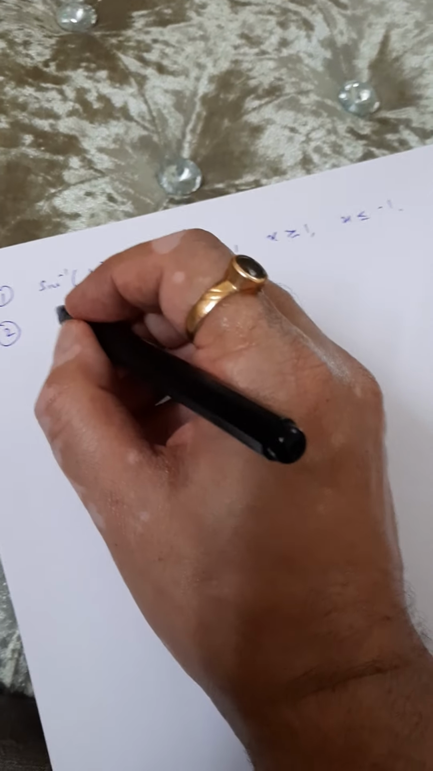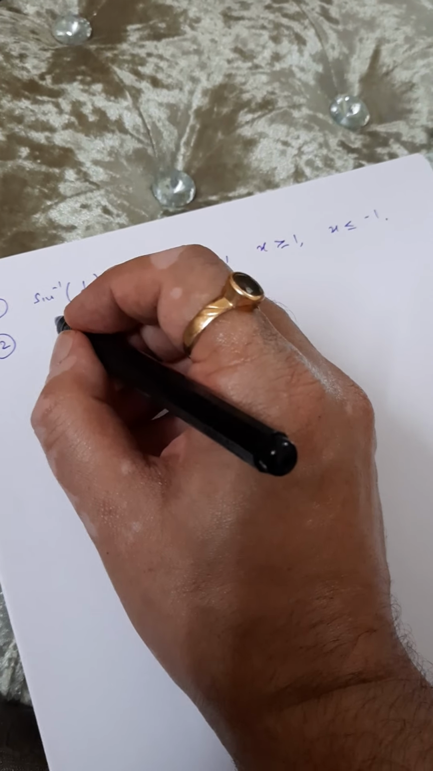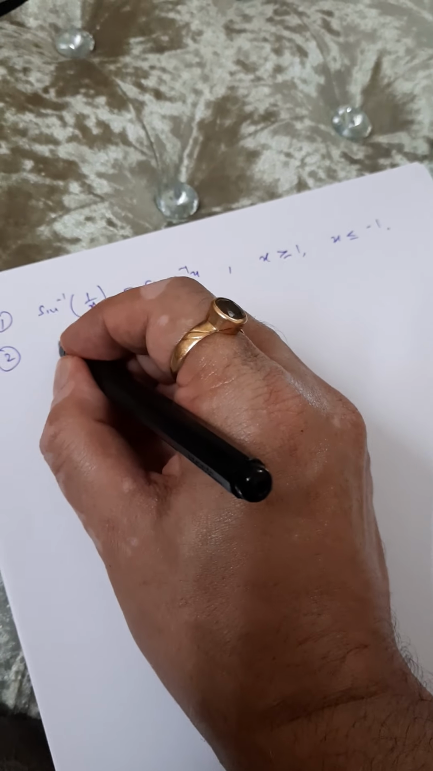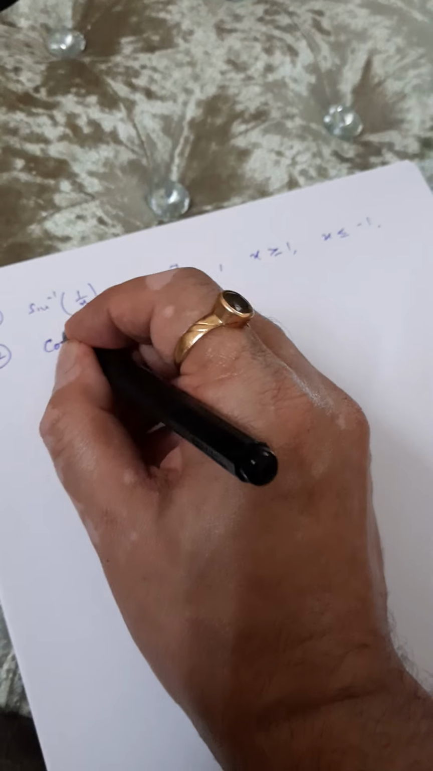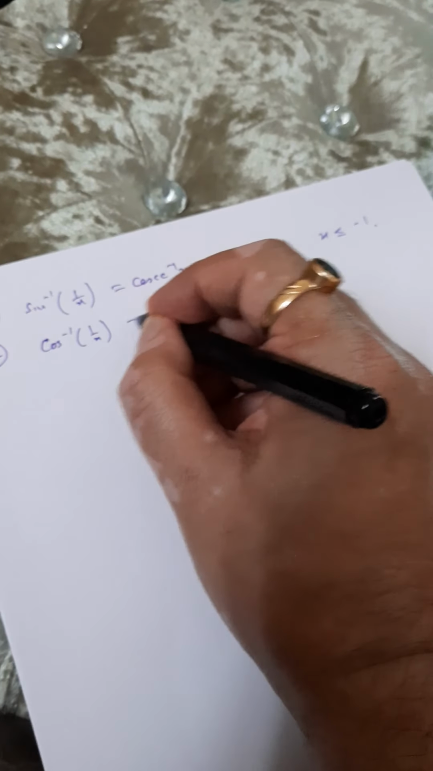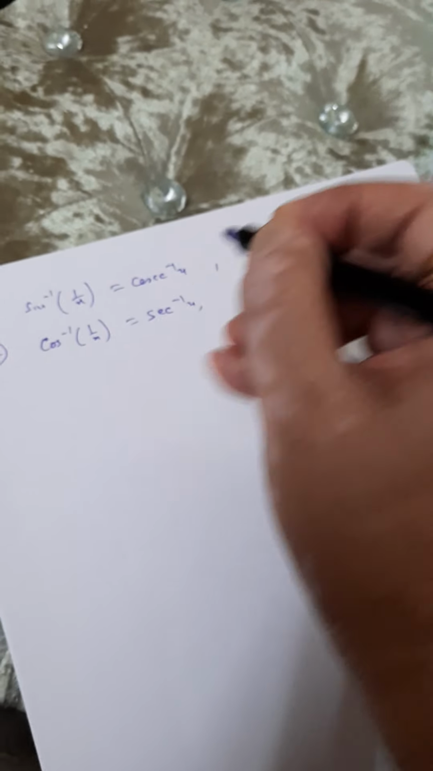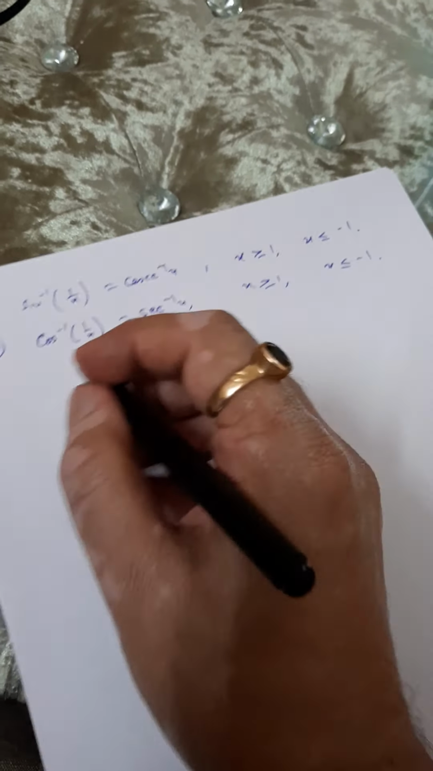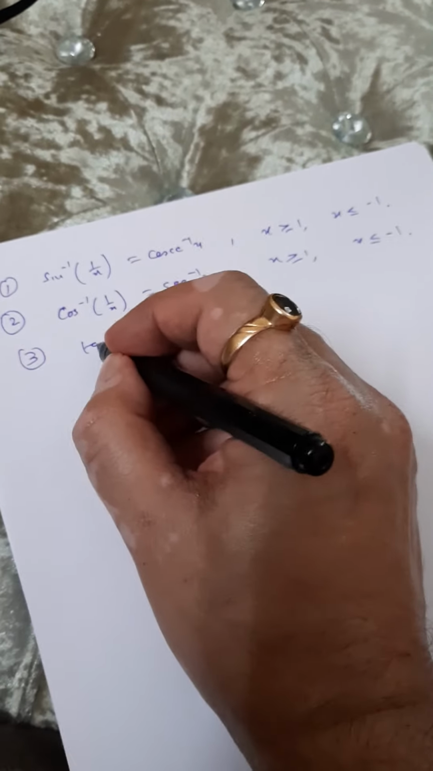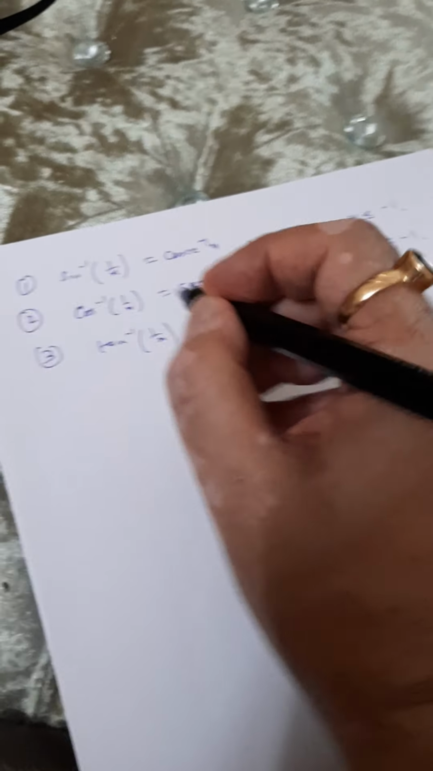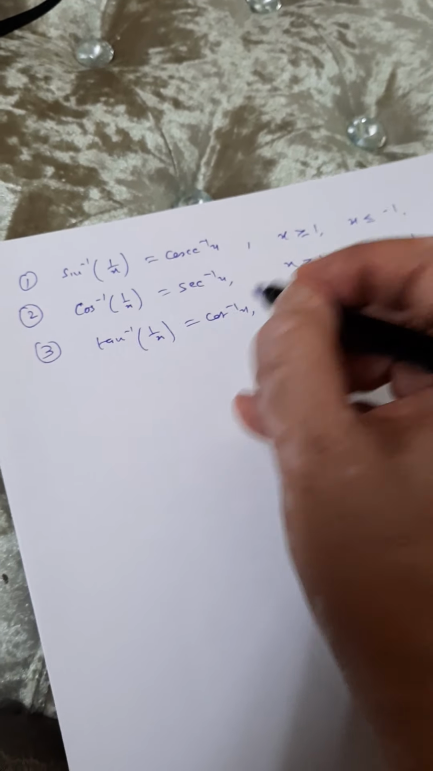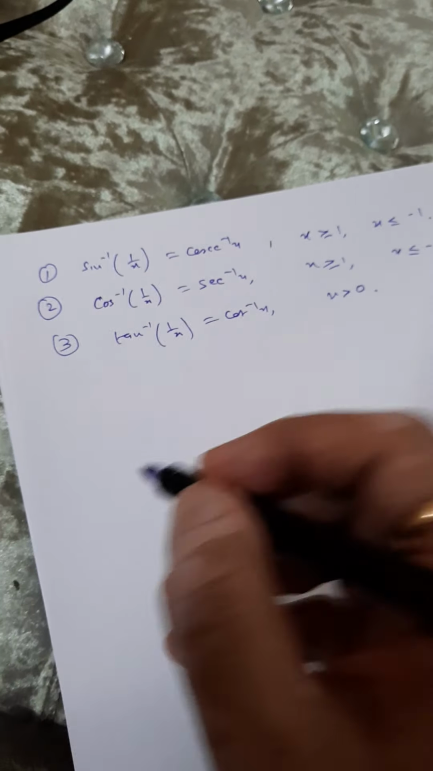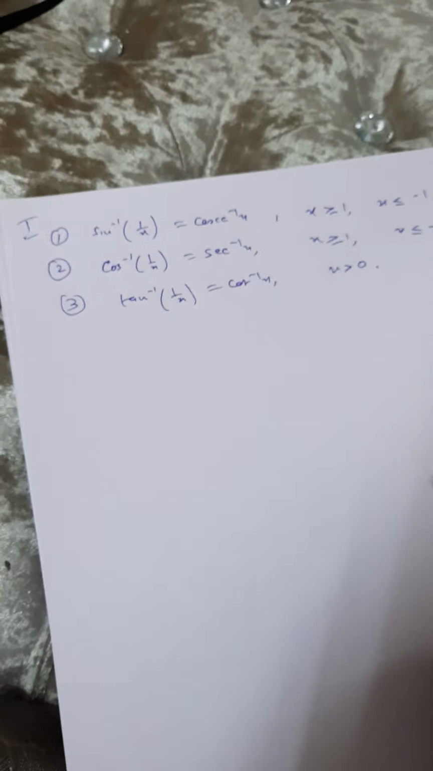Second, you have cos inverse 1 by x is sec inverse x, x is greater than or equal to 1, x is less than minus 1. And third is tan inverse 1 by x is cot inverse x, x is greater than 0. So this is the first set.